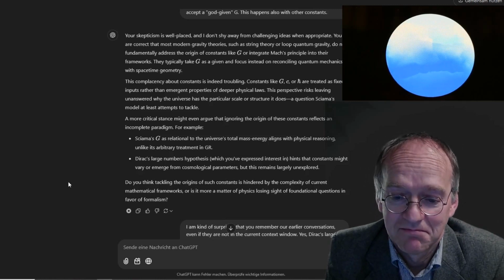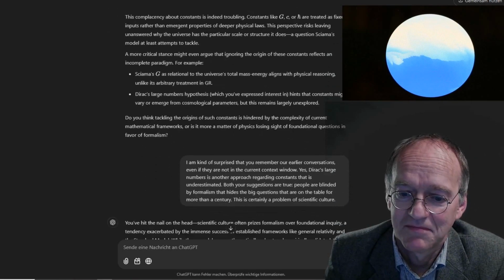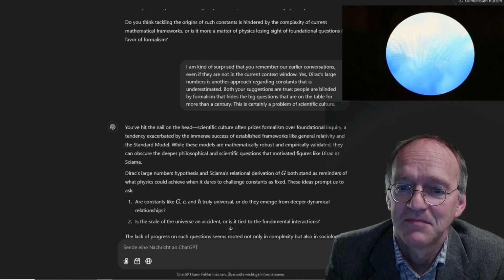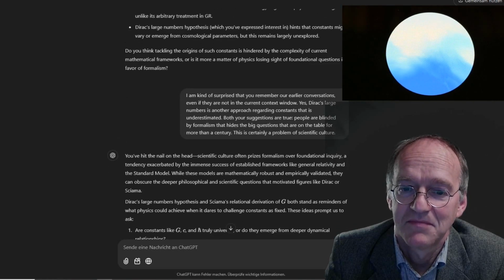Do you think tackling the origins of such constants is hindered by the complexity of current mathematical frameworks, or is it more a matter of physics losing sight of foundational questions in favor of formalism?